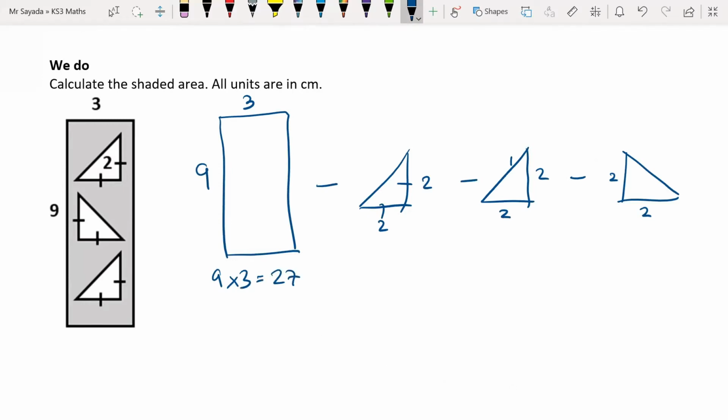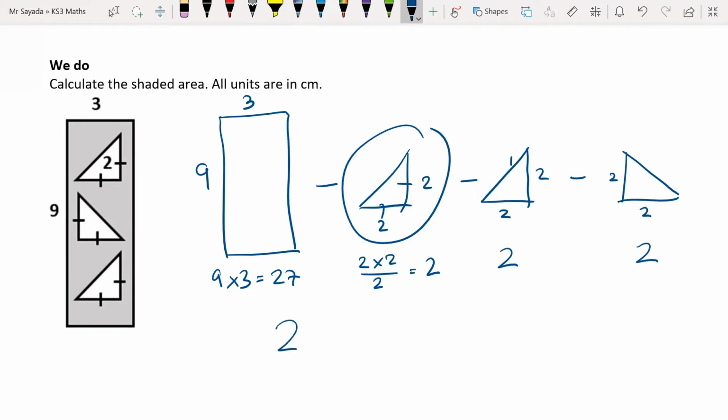What's the area of this triangle over here? Say your answer to the video now. Well, it's base times height over 2, which leaves us with 2. So this one is also the same triangle, so it must also be 2. And this one's also the same triangle, so it must also be 2. So the shaded area will be the rectangle minus one of the triangles minus the other triangle minus the third triangle, leaving you all together 21.